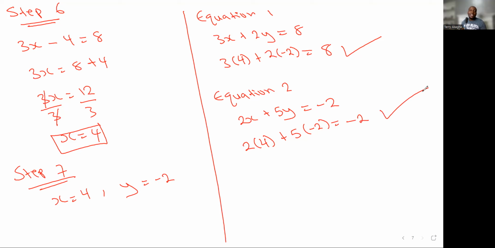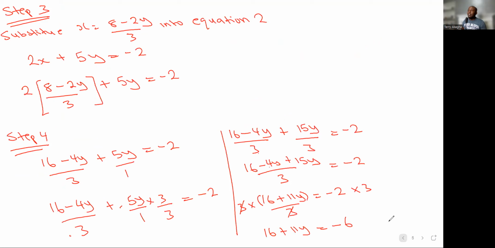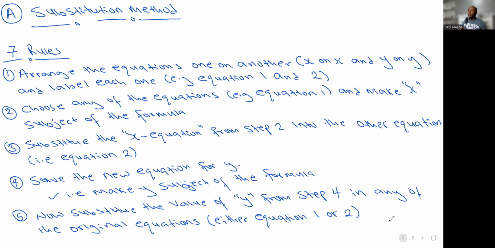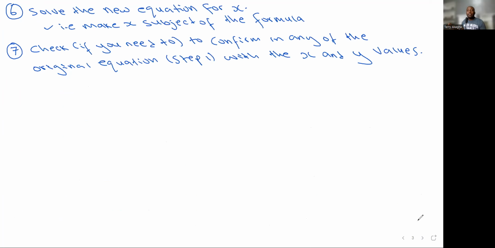Now, to be fair, I had to show all the steps so that it will be easy for you to understand for those that are new. But when you practice and you really know what to do, you can really just, with a snap of a finger, go as fast as possible. Is that okay? So that's how you solve using substitution method. So these are the 7 rules. You arrange it. When you're done arranging, you choose any equation and make x the subject of the formula. When you're done, you substitute the x into equation 2, you find the value for y, then you now substitute y. After you substitute y, you now solve for the value for x, then you can now check.